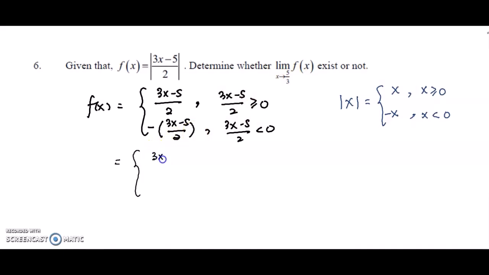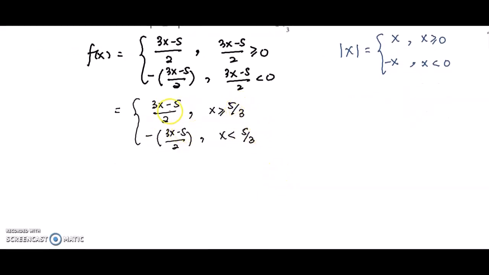So firstly, I got my first function, 3x minus 5. Simplify this, you will have x greater than or equal to 5/3. For the negative 3x minus 5, it is defined when x is less than 5/3. This means that for any x which is greater than 5/3, your f(x) will take the first function. For x less than 5/3, your f(x) will take the second function. So now I'm going to get the limit when x approaches 5/3. To get this limit, we need to consider its right-hand limit and its left-hand limit as well.